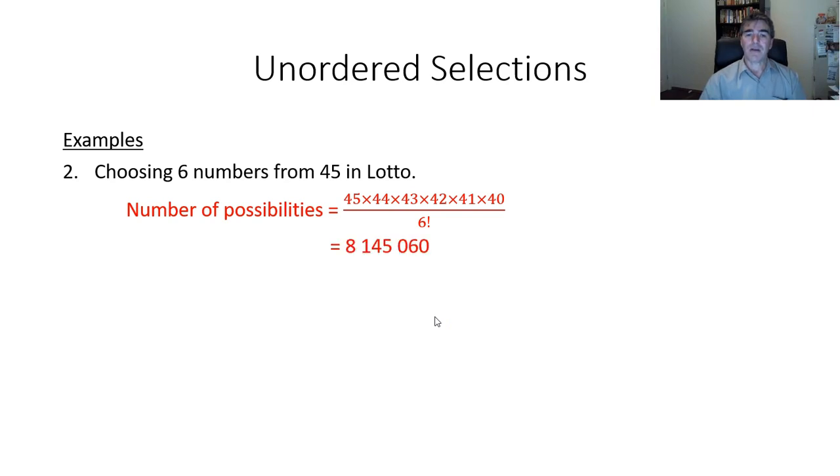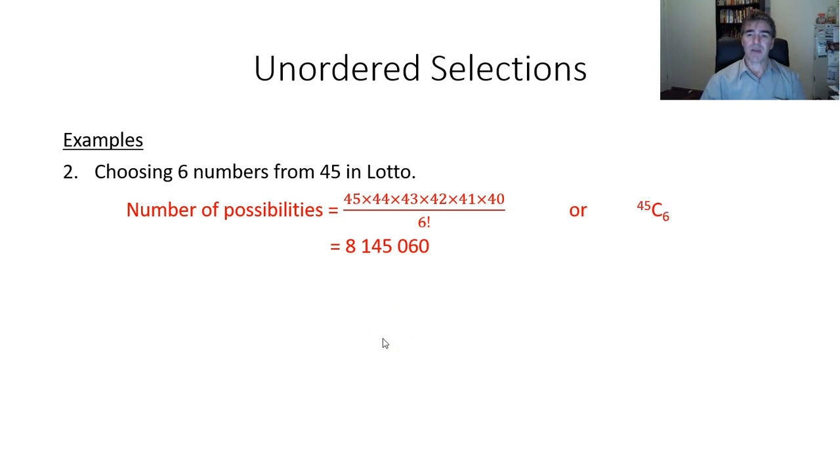So we work that out on our calculator, and we get 8,145,060 different possibilities. So if I wanted to try and win Lotto and I purchase 1 ticket, then the probability of me winning is 1 in 8,145,060. Odds are against us.